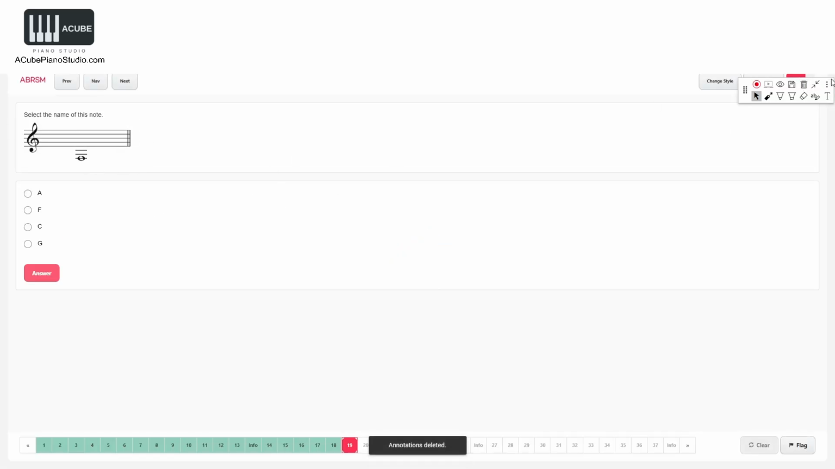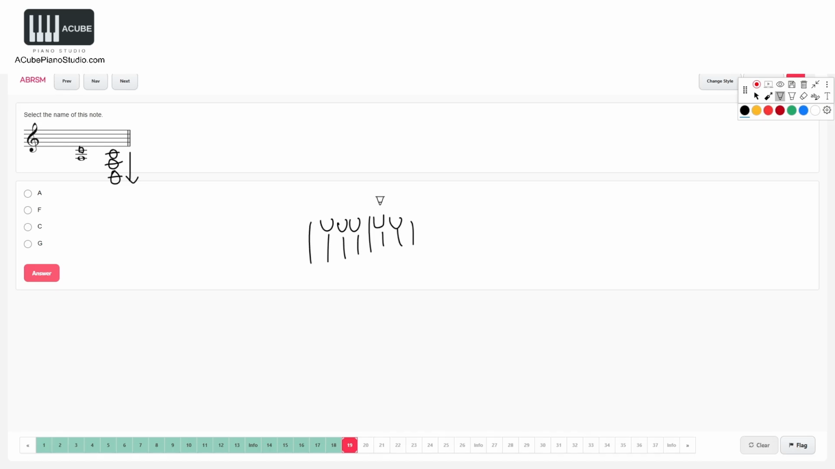Next, what is this note? Again, let's use middle C as a reference. So this is C. So if you like the stack method that I told you, now we are going lower. So if this is middle C, if you stack below it, you skip one note, this note here is A. Then you go below again, you skip one note, this is F. So this note here is F.